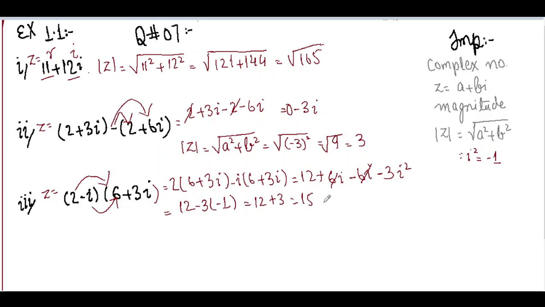Now we are going to find its magnitude, and the imaginary part is 0, so we can write it as 0 iota. So now the magnitude of z equals under root a square plus b square, where b is equal to 0 and a equals 15. So under root of 15 square we get 15, because square and square root are cancelled. So the answer is 15.